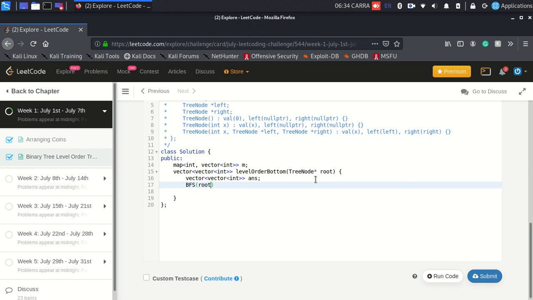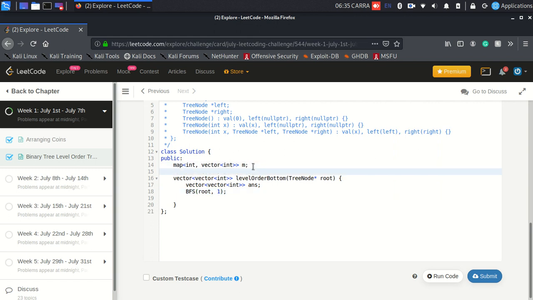because in either case you have a key that you can map. So I'll have a root and I'll have a level. That's it. At first my level would be 1. Let's have a BFS here, and it would be void type, because the only thing we would be doing in this function is populating the map.